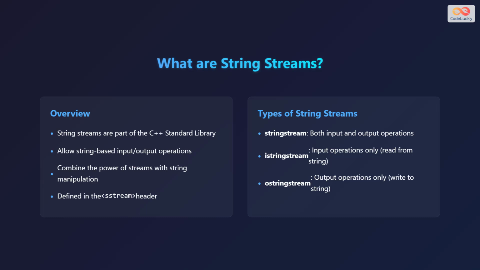There are three main types of string streams. First, stringstream, which supports both input and output operations. Next, istringstream, which is used for input operations only, allowing you to read data from a string. Finally, ostringstream, which is designed for output operations only, enabling you to write data to a string.